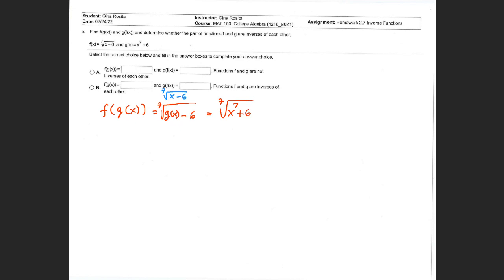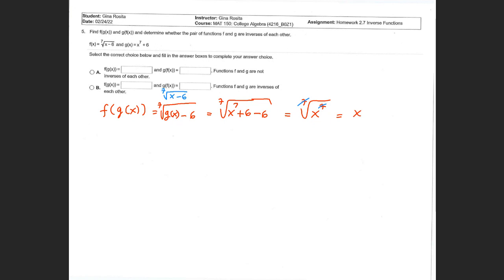Don't forget minus 6. So this becomes 0. So root 7 of x to the 7, these cancel each other, so the answer is x.